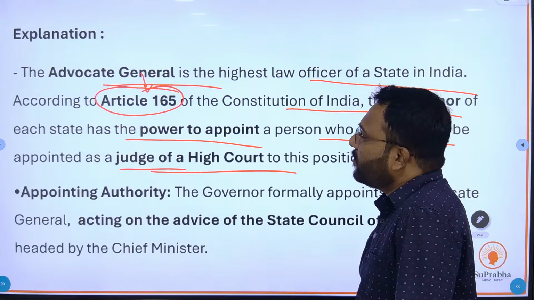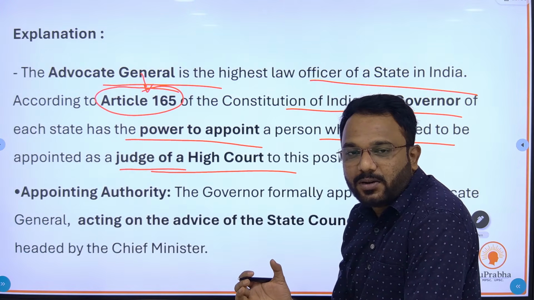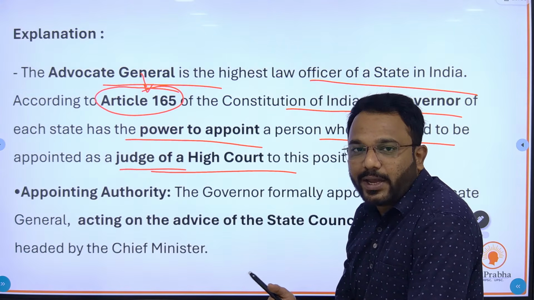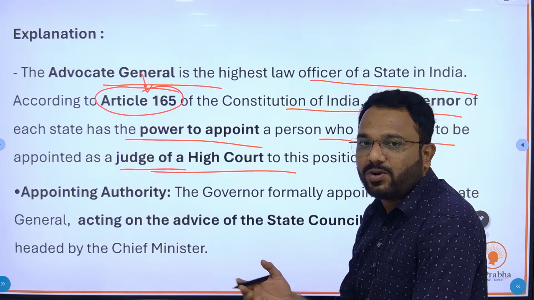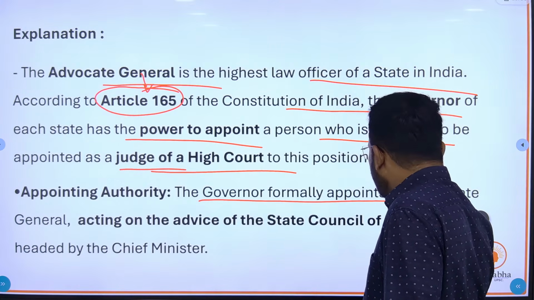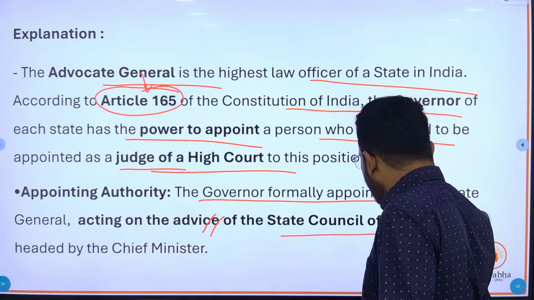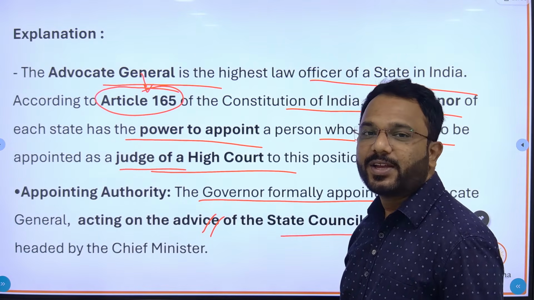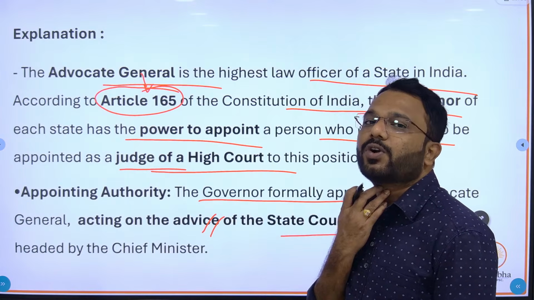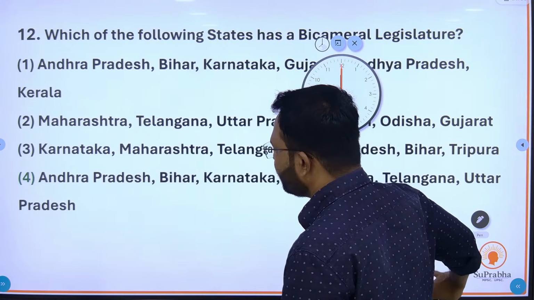Okay, so a person who is appointed as the Advocate General should be qualified for the post of Judge of High Court and not of Judge of Supreme Court. This is important. The appointing authority is the Governor, who formally appoints the Advocate General acting on the advice of the State Council of Ministers headed by the Chief Minister. So who is the appointing authority for the Advocate General? It is the Governor. Fine.